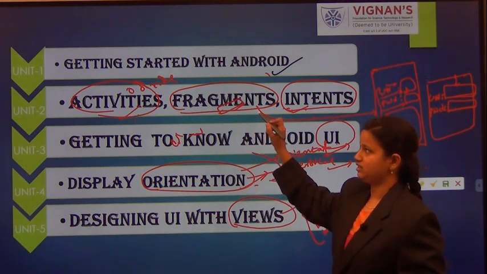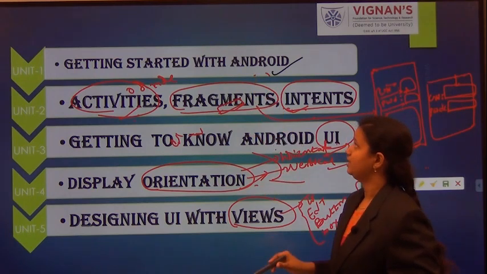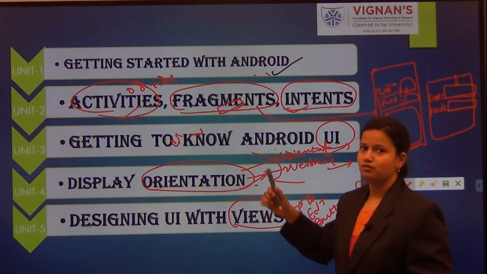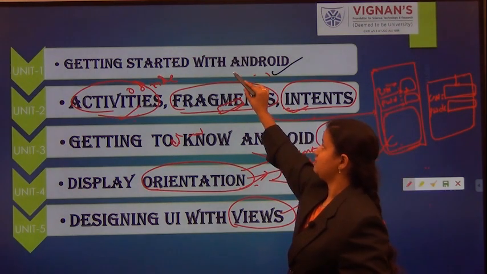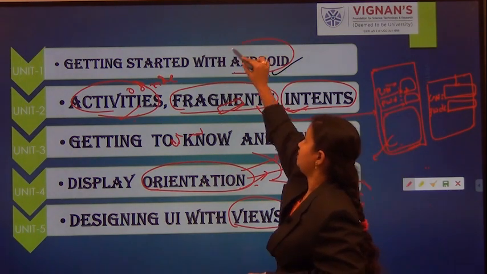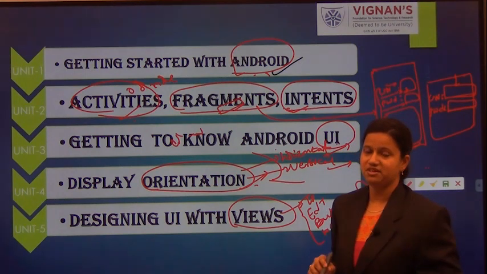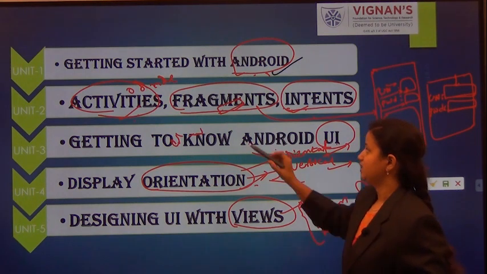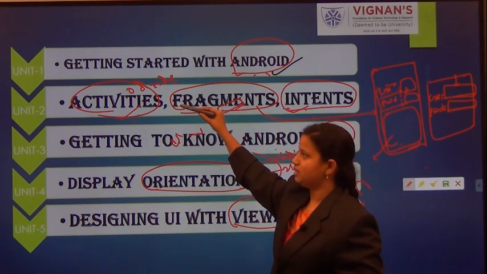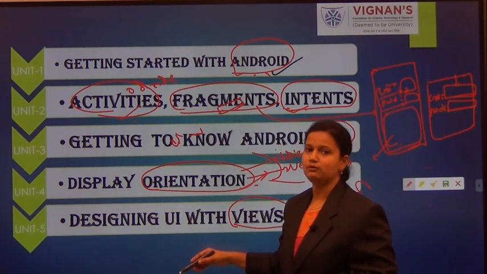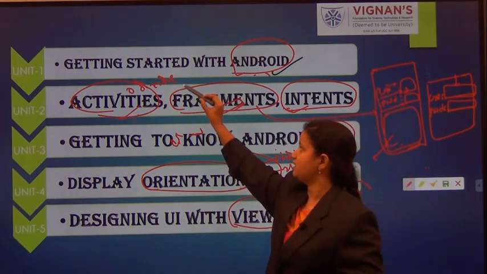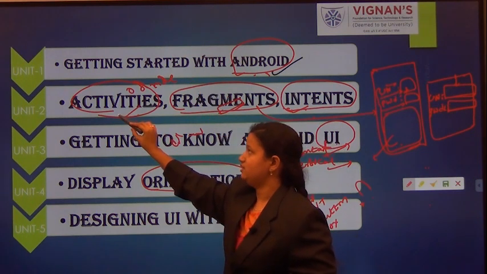Let us go through it once again. Getting started with Android covers only the basic concepts like features, versions, and what the Android market is. So different things regarding Android are learned, and the basic evolution of Android is discussed in the first unit. The second unit is activities, fragments, and intents. From the second unit onwards, we learn the programming session. So the first one is only basics, and the next one is activities.